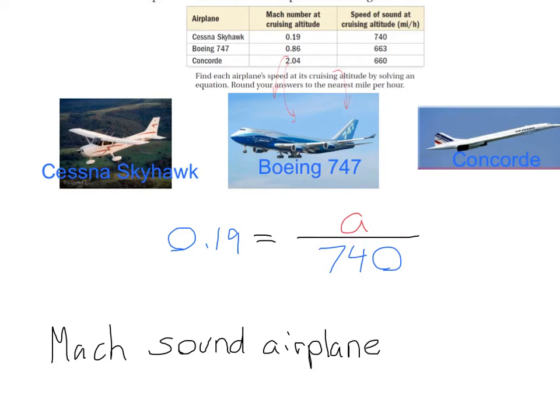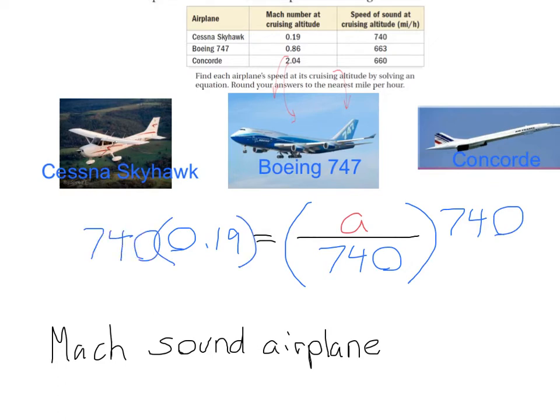And the opposite, the inverse operation of division, of course, is multiplication. So in order to get rid of dividing by 740, we have to multiply both sides by 740. And be sure to use your parentheses. It significantly helps. And what happens to this 740 in the denominator and this 740 in the numerator?